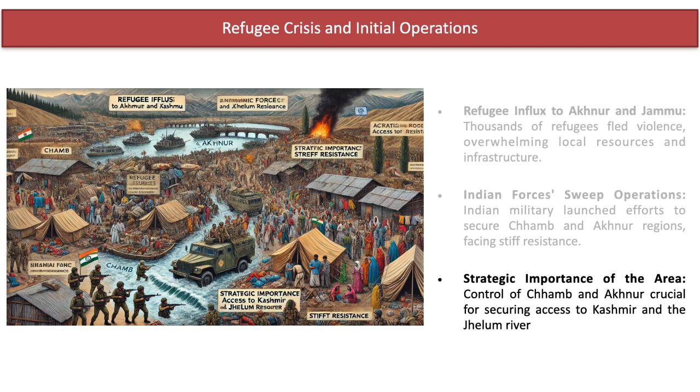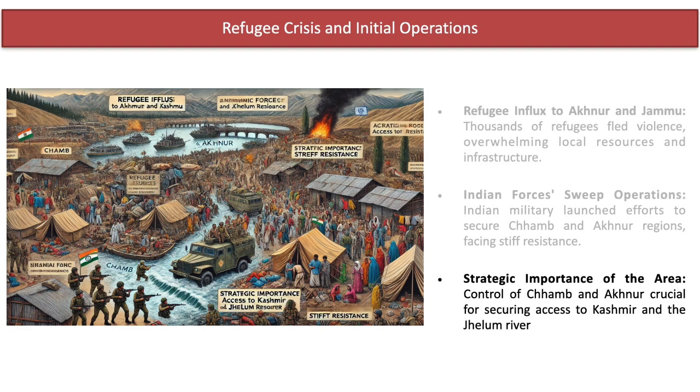But let's also consider the bigger picture. The control of Chamb and Akhnur was not just about immediate military advantage. It was about shaping the future of India's presence in Kashmir. It was about establishing firm control over key strategic areas and sending a clear message that India would defend its territory and would not allow its newly established borders to be compromised.